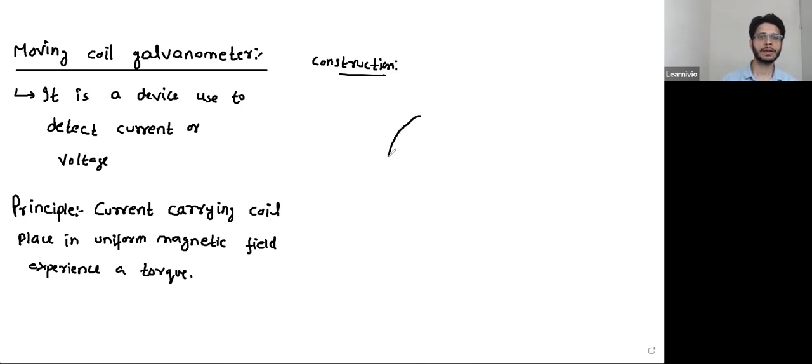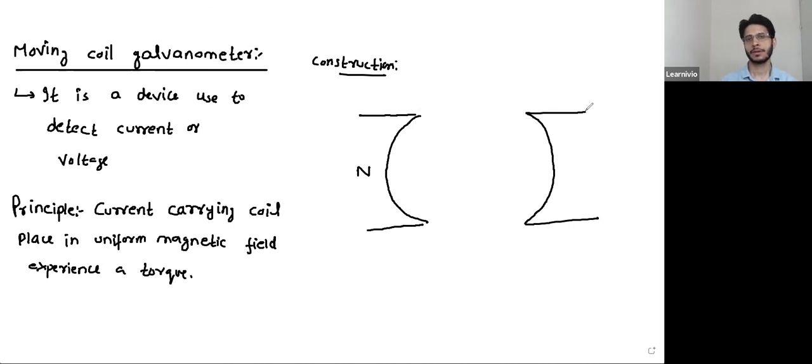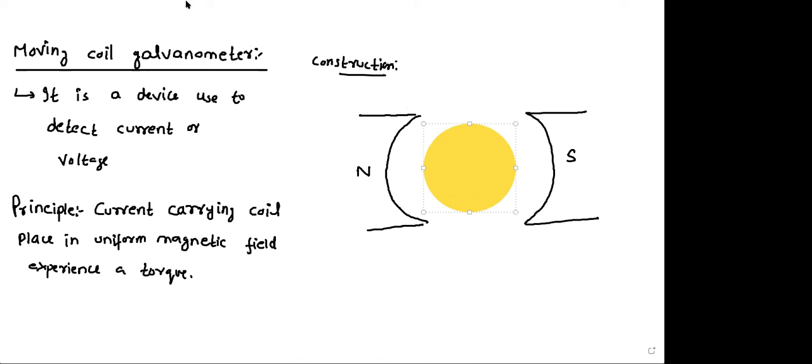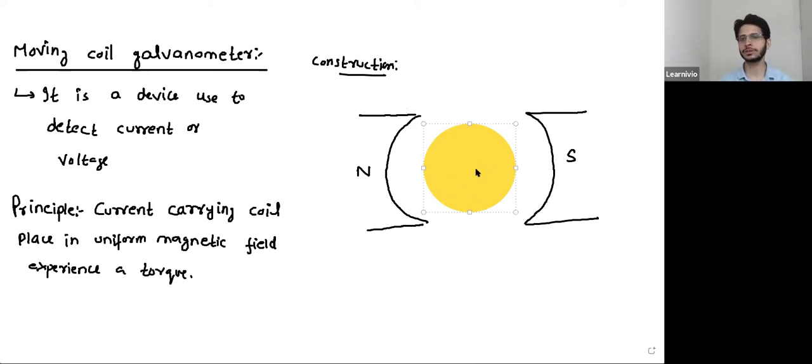Galvanometer has two magnetic poles. This is North Pole, and this is the South Pole. In between North Pole and South Pole, a soft iron core is placed. This is basically a cylindrical core. You're looking at the top view of the system. That's why it seems spherical. It's not spherical, it's basically cylindrical, like this pen.